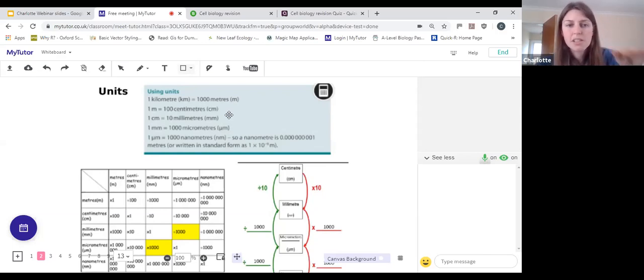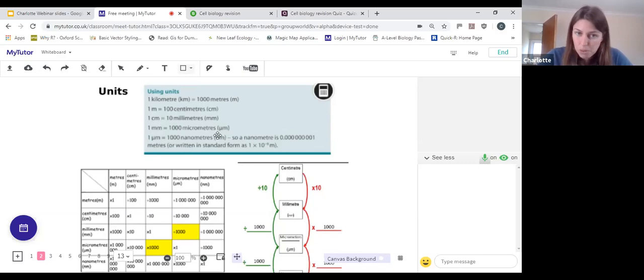Okay, so 1 centimeter is 10 millimeters. 1 millimeter is 1,000 micrometers. So this is the next one down. A micrometer is that funny little mu sign. You use it quite often when you're talking about cells in biology. 1 micrometer is 1,000 nanometers. So you only really need to remember the 100 when it comes to centimeters. The rest of them are all increments of 1,000.